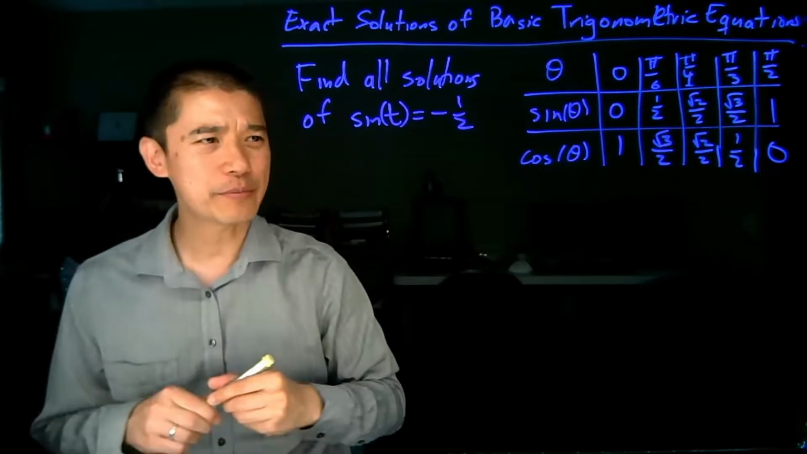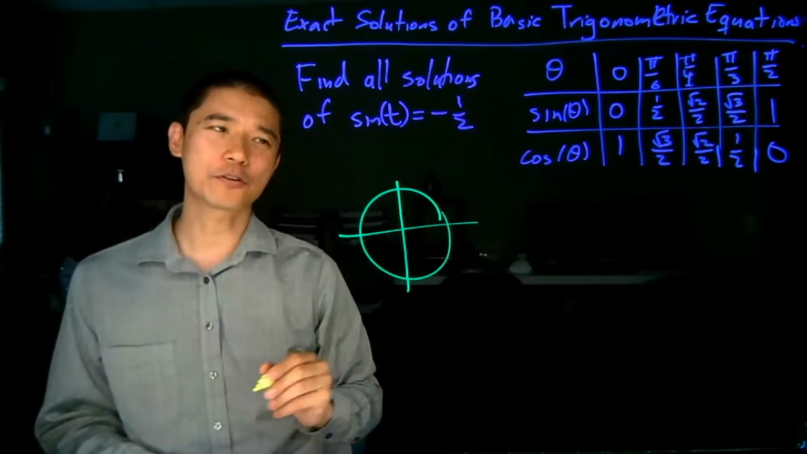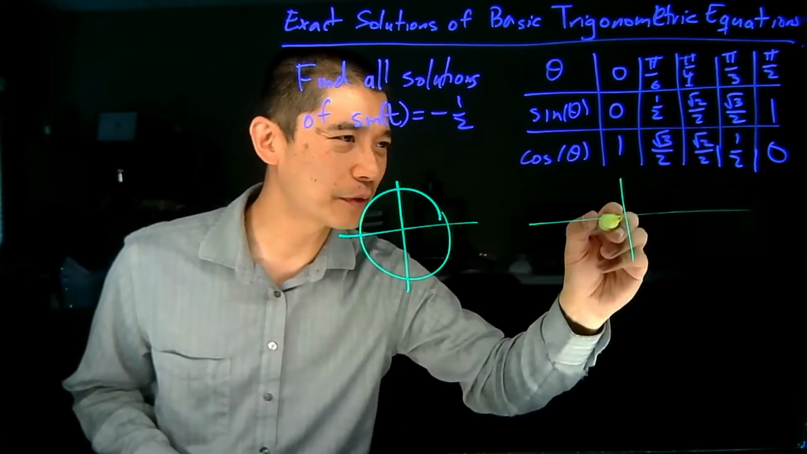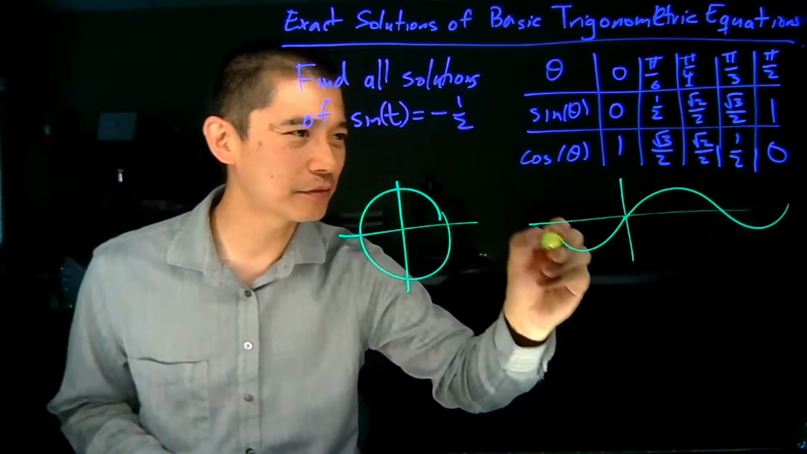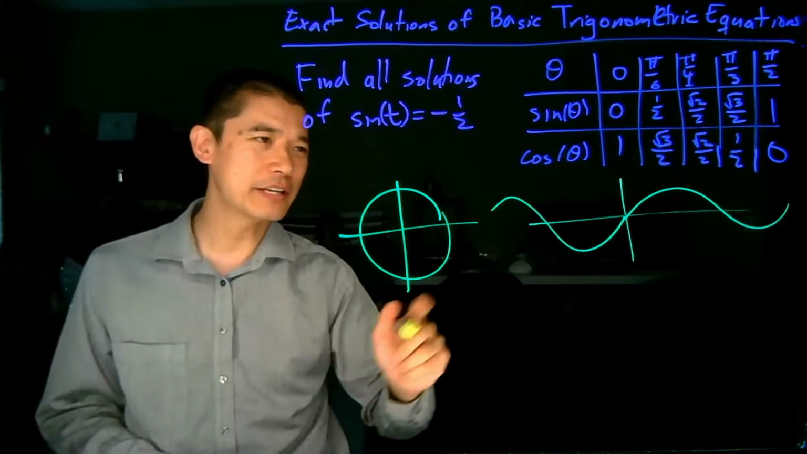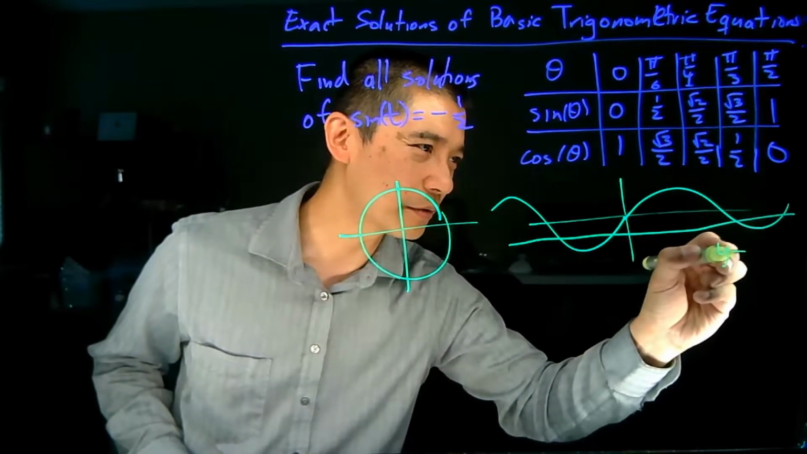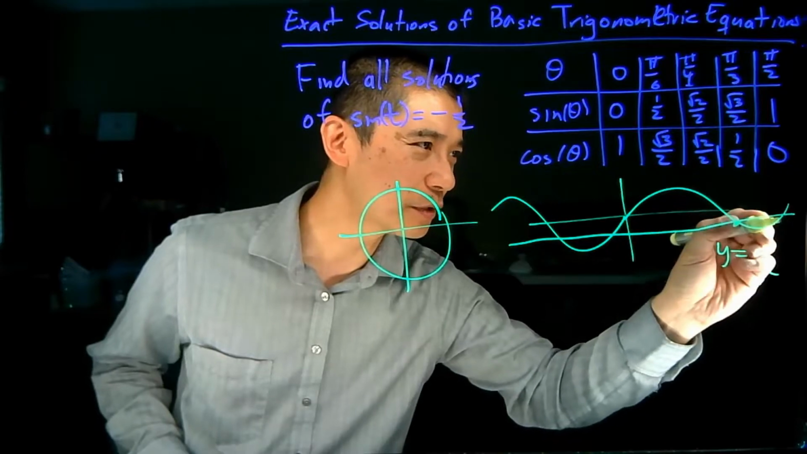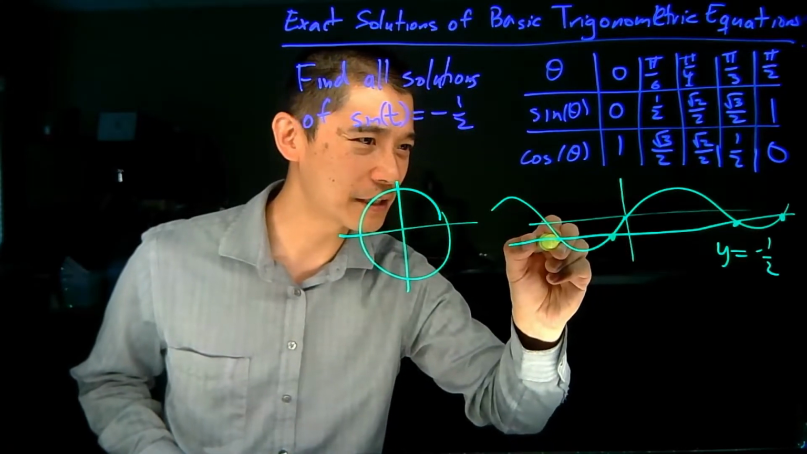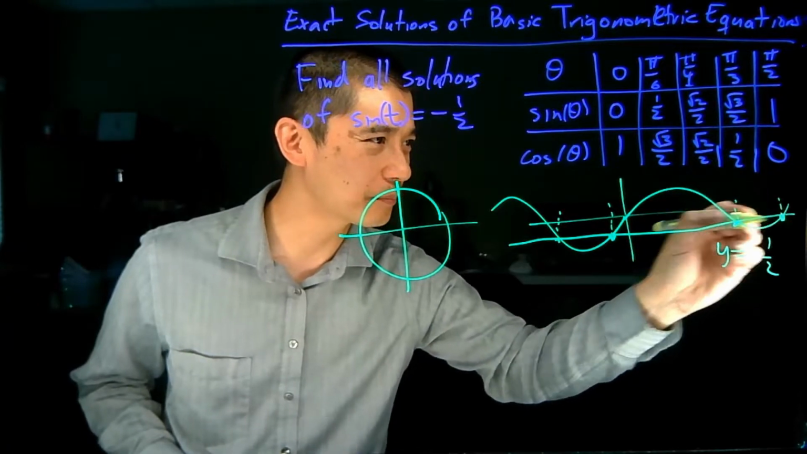We had two different pictures from the other video. One picture involved the unit circle, and the other picture involved the graph of the sine curve. So here's our graph. We're interested in sine of t equals -1/2. Over here, we would draw the line y equals -1/2, and look for all the points of intersection, and specifically we're looking for the t coordinates of all those points of intersection.